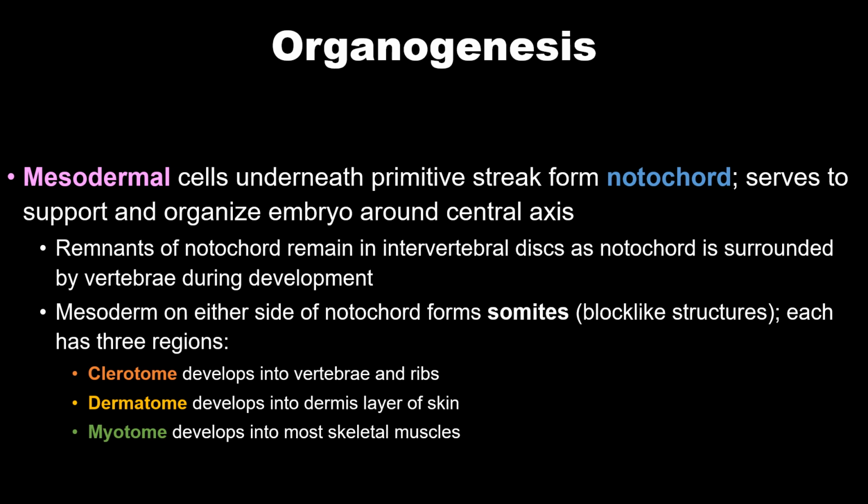Now, the mesoderm, on either side of the notochord, forms these structures called somites, or block-like structures. And each somite has 3 regions. The sclerotome develops into vertebrae and ribs. The dermatome develops into the dermis layer of the skin. And the myotome develops into most of the skeletal muscles. And remember, this is all in the mesoderm.